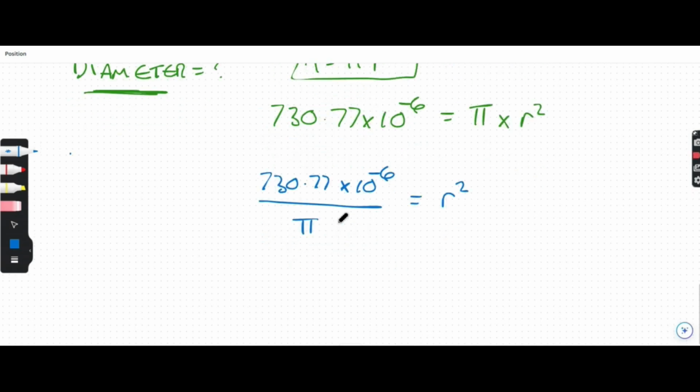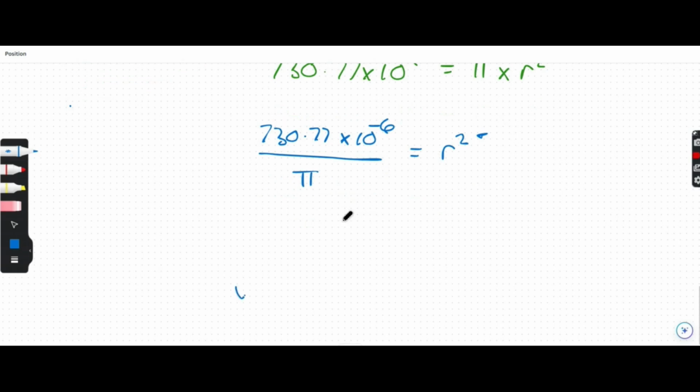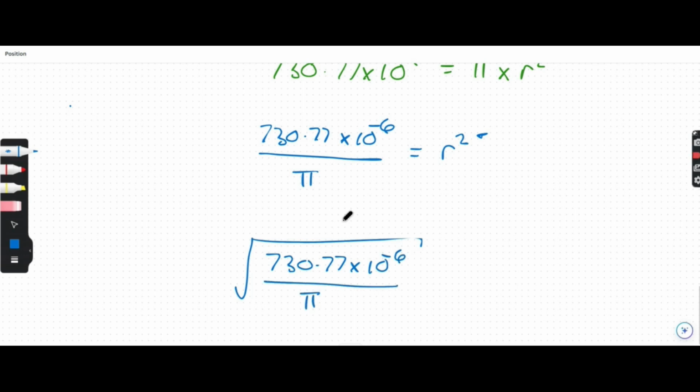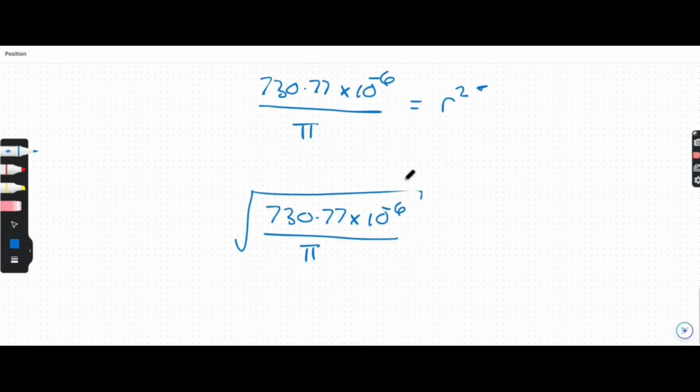I'm going to do one more thing. There's a square there, so the opposite of a square is a square root. So if I square root all of this, on a calculator, don't do it in your head, the square root of 730.77 times 10 to the minus 6, all over pi, that will give me my radius.